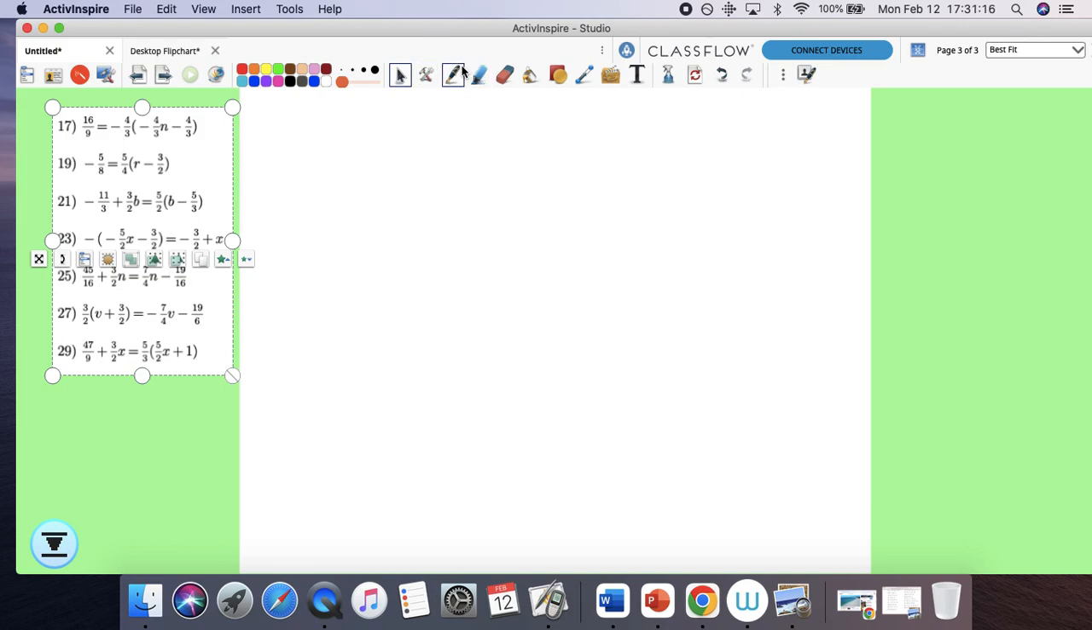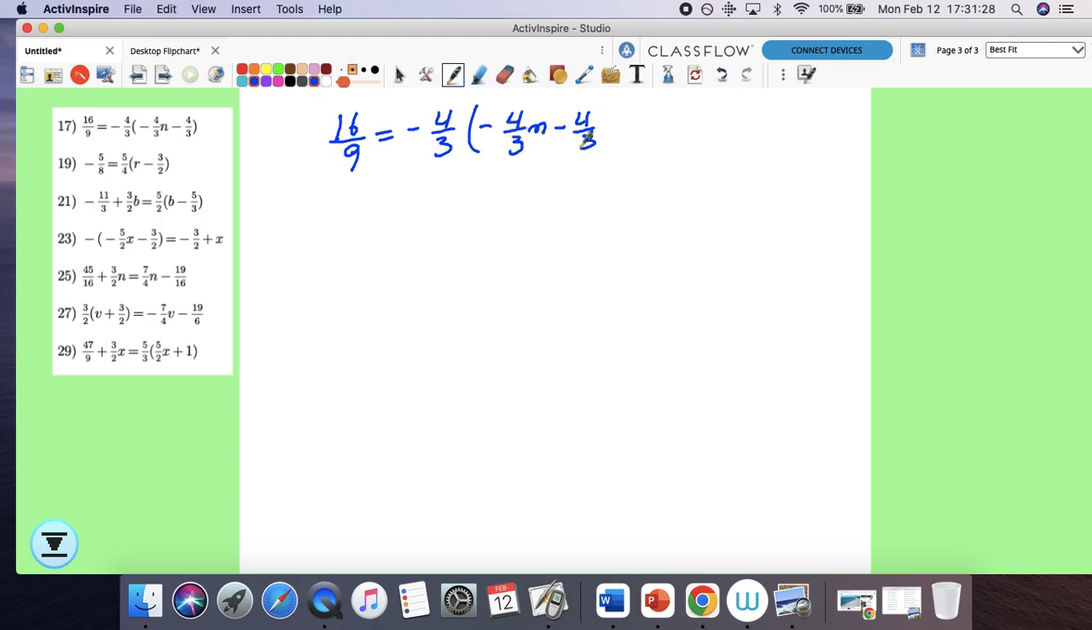So, first question. 16 over 9 equals negative 4 over 3 minus 4/3 and minus 4/3. Yikes. Let's see. If I multiply everything by 9, right? So let's say I had a 9 here. I multiply this side by 9 as well. This and this goes away. I'm going to have 16, right?